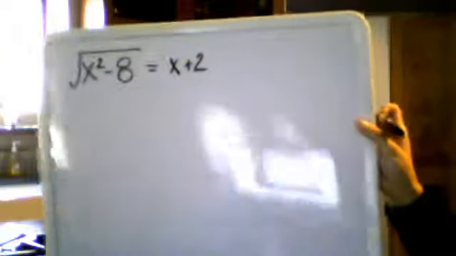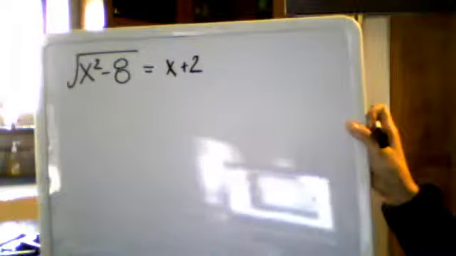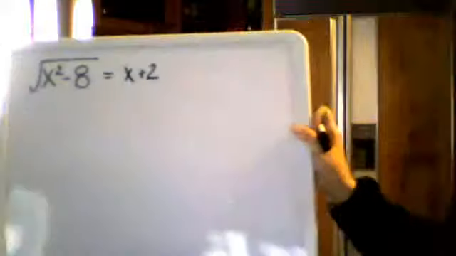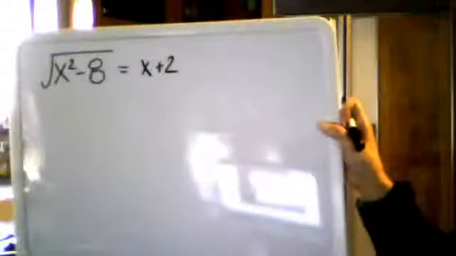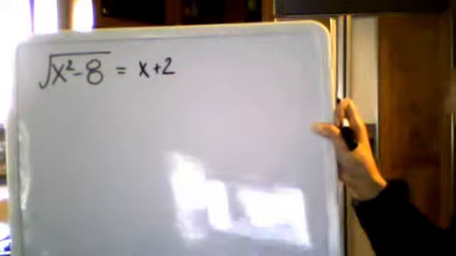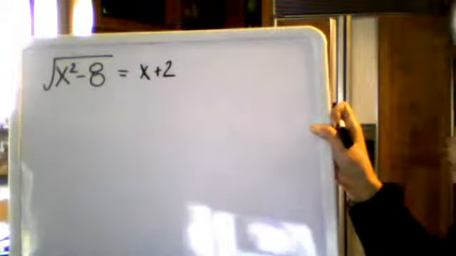Okay, for this problem we're solving a radical equation. Alright, now for this problem, we need to cancel out the square root on the left-hand side, and whatever we do to that side, we have to do the other.